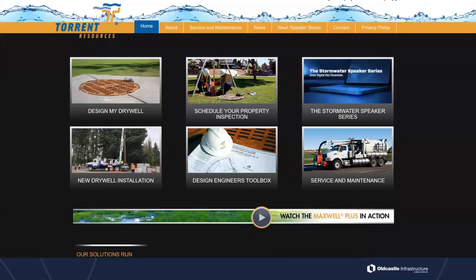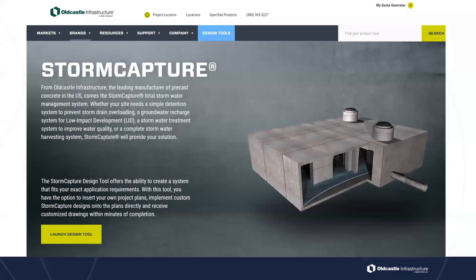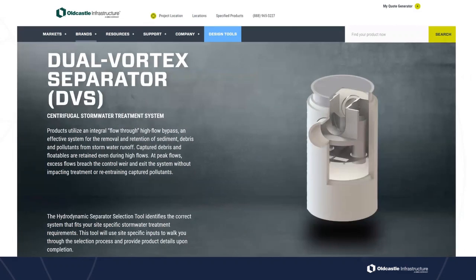Oldcastle recently acquired Torrent Resources, a company out of California that's the industry leader in drywall manufacturing and installation. We also expanded our stormwater solutions recently to include Storm Capture, which is a total stormwater management system that uses precast sections for underground detention storage. This system uses the strength of reinforced concrete to provide more volume for your storage, which drastically reduces the footprint compared to other underground detention systems. We also have multiple stormwater treatment system options, like sediment traps or hydrodynamic separators, that could fit your specific stormwater treatment requirements.